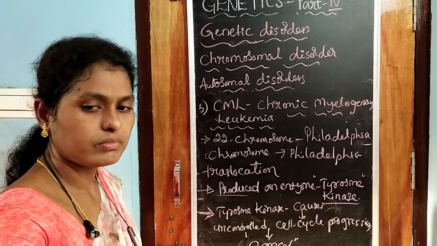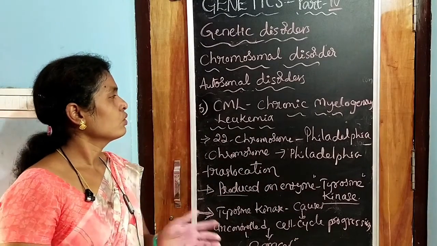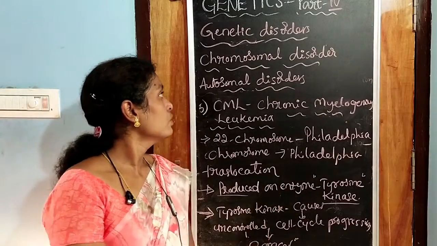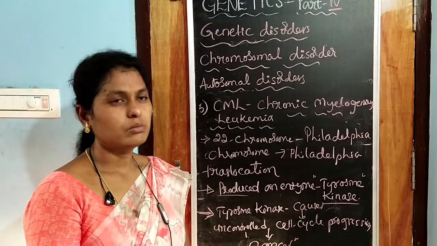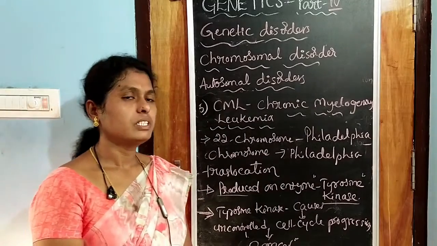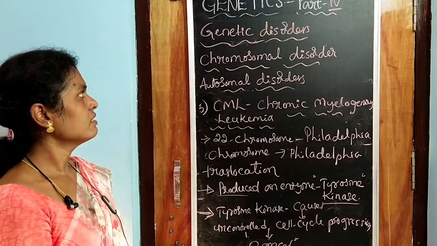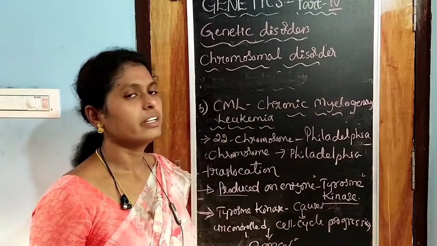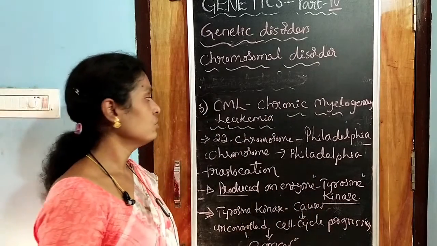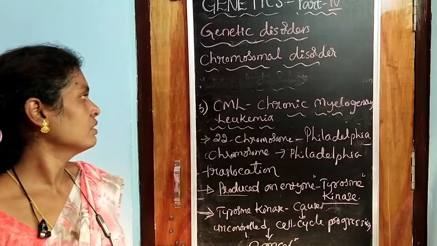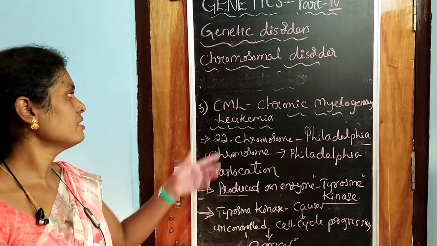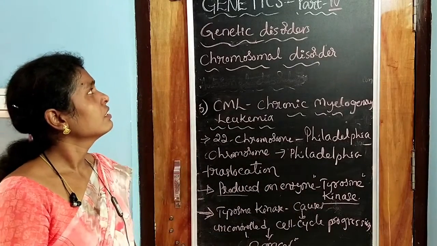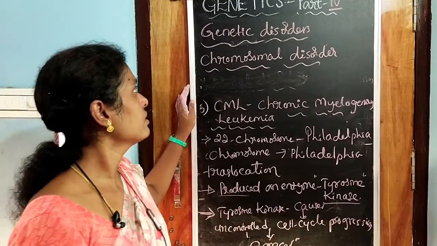So these are the disorders under chromosomal disorders. Chromosomal disorders are of two types: autosomal disorders and allosomal disorders. Allosomal disorders are Klinefelter syndrome and Turner syndrome. Autosomal disorders are the first one Down syndrome, second Edwards syndrome, third Patau syndrome, Cri-du-chat syndrome, and the last one chronic myelogenous leukemia, in short form CML. So this is about the genetic disorders.